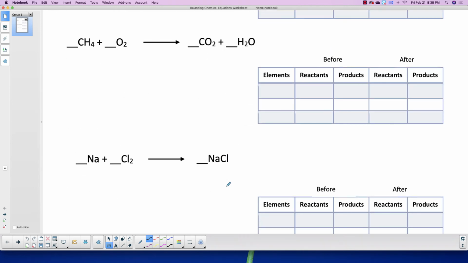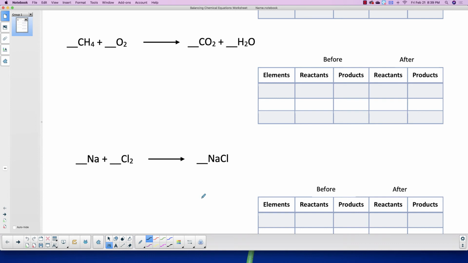Now your quiz is going to be an equation that you need to balance, and it's not going to be one of these. It's going to be an equation that is close to the same difficulty as these, so it's not going to be terribly difficult, and you'll be able to use your notes, you'll be able to use this worksheet to figure out how you would balance that equation.